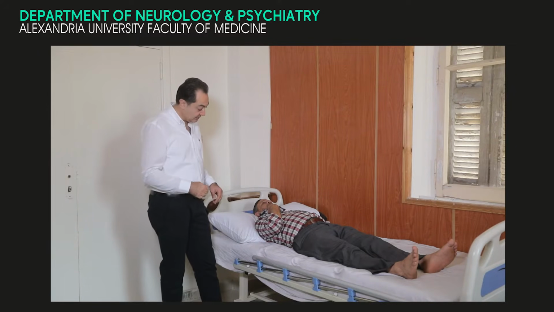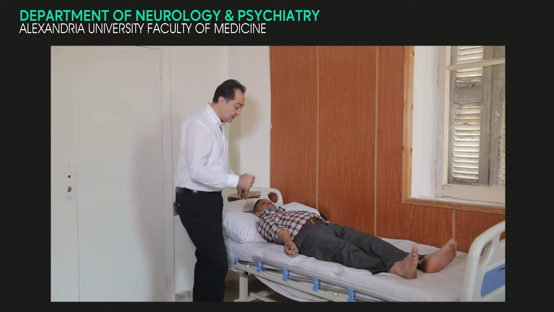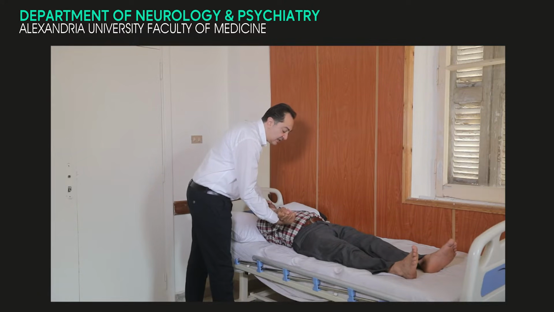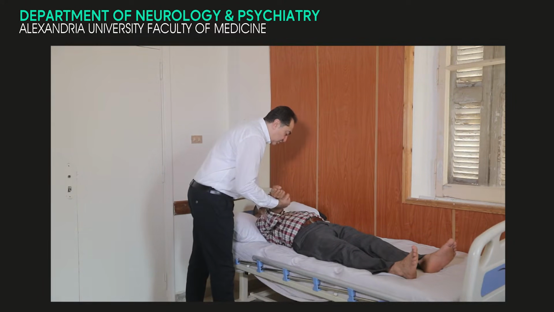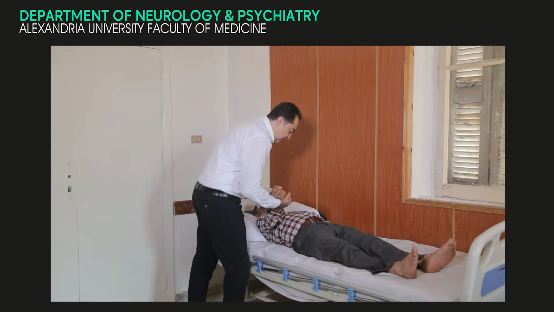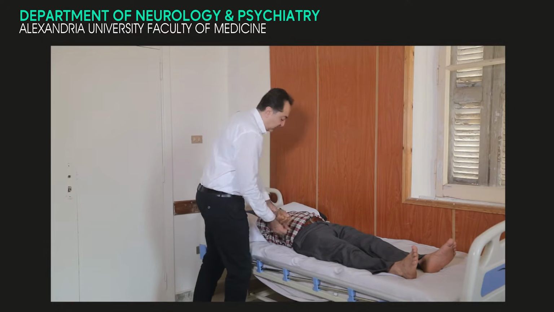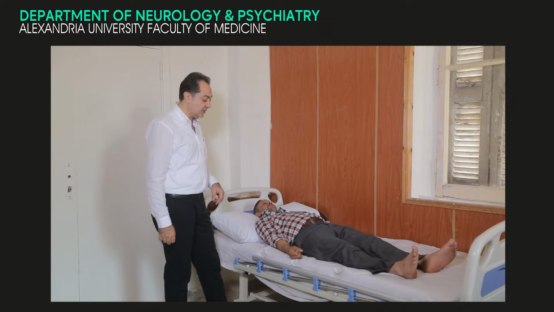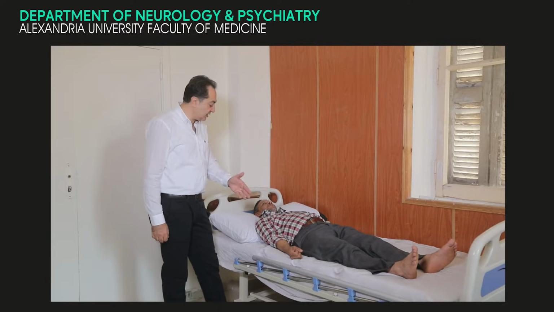The triceps: extend your arm all the way, push strongly. I am asking him to extend the arm, and I'll try to reverse this, and he should resist me. This is the motor power of the triceps. In each limb, I examine distal and proximal.